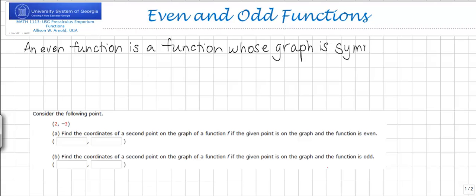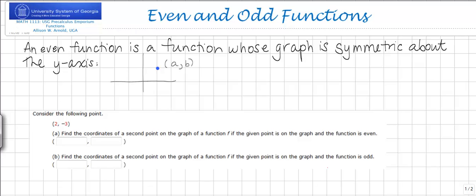Okay, now think about what that means. If you are symmetric about the y-axis, then if I have a point (A, B) on my graph, I would have to have another point (negative A, B) to have that type of symmetry, and it would have to happen for every pair of points on the graph, unless your point was exactly at the origin.